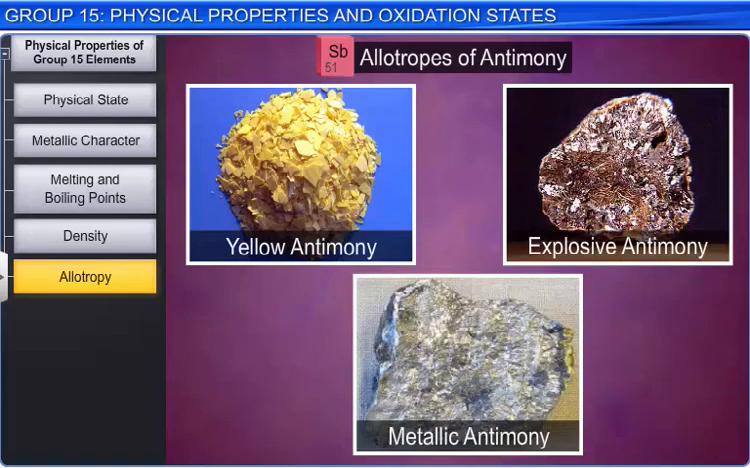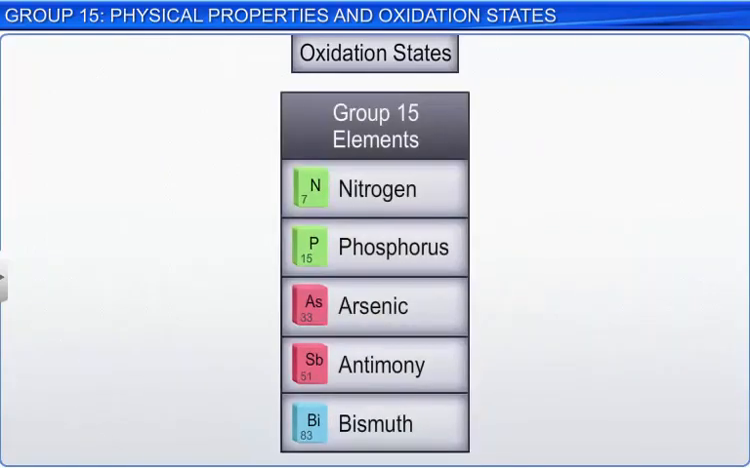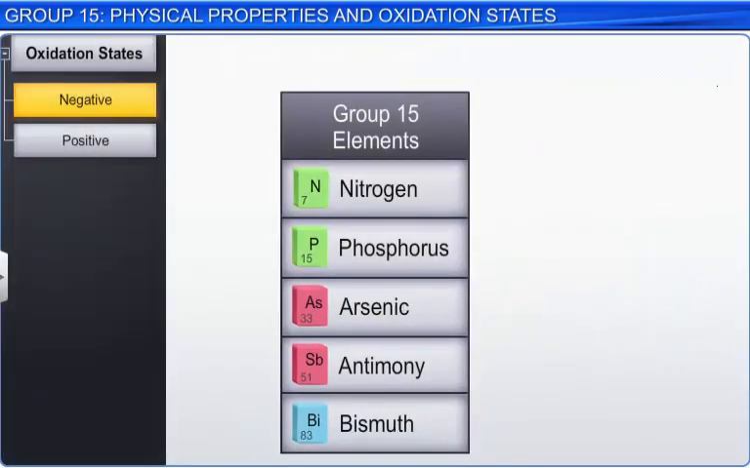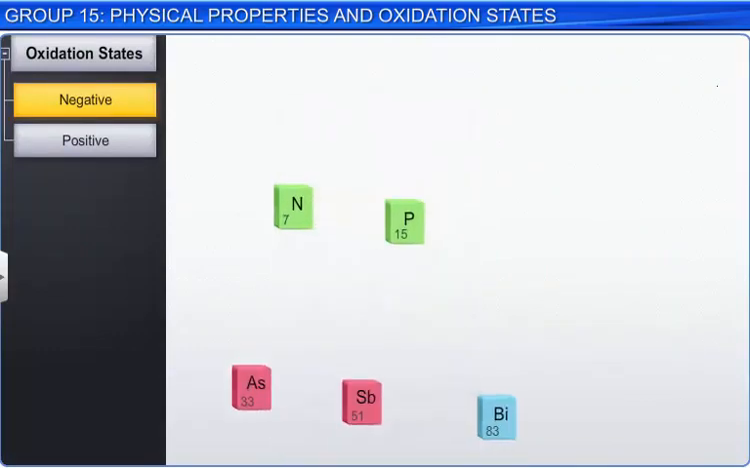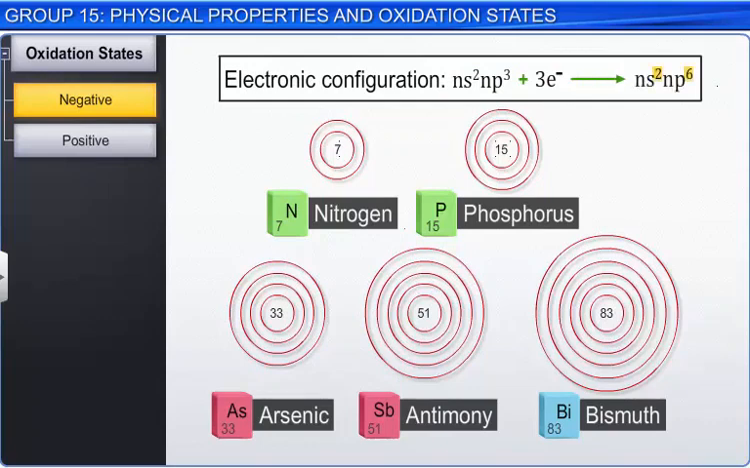Let's now discuss the oxidation states of group 15 elements. Let us begin with negative oxidation states. You know that all the elements of group 15 have 5 electrons in their outermost orbit. Hence, they need only 3 electrons to complete their octet and attain noble gas configuration.